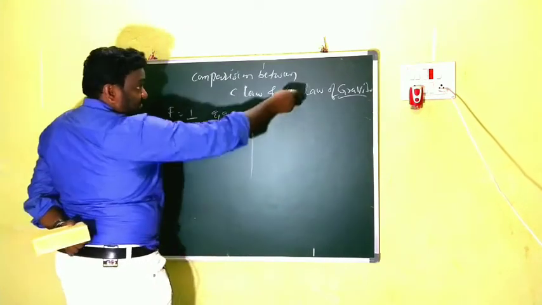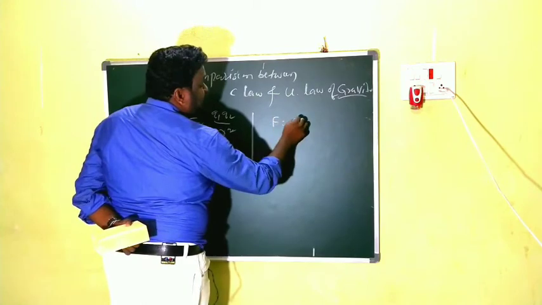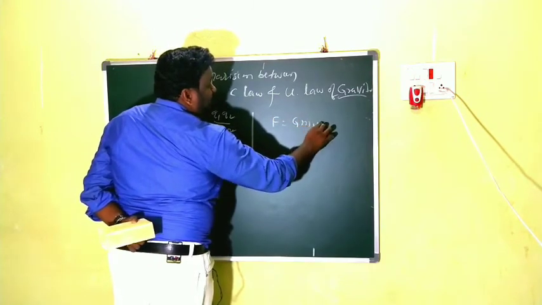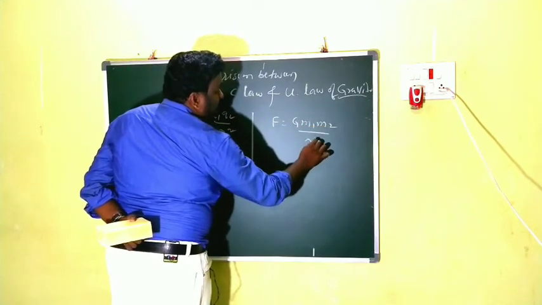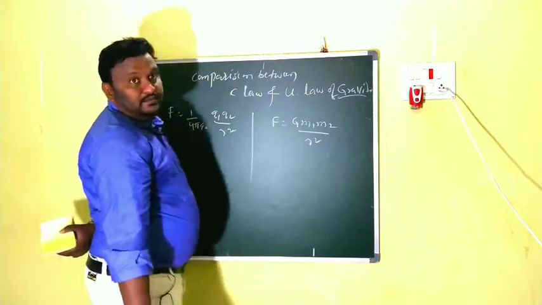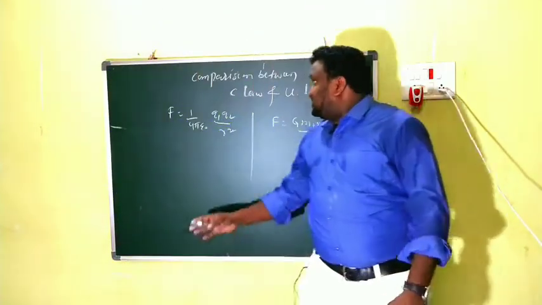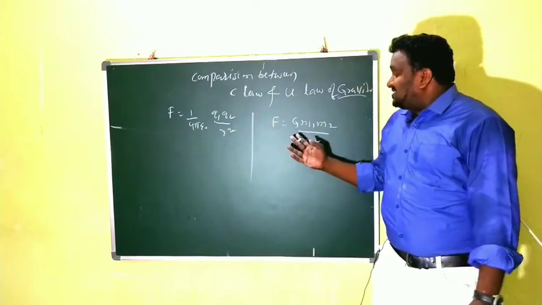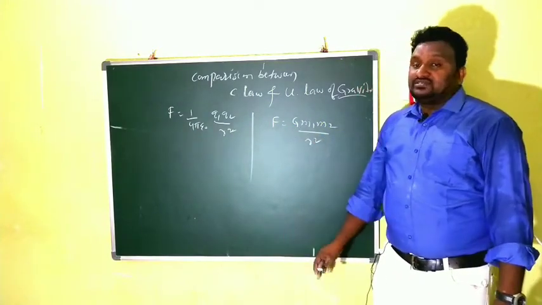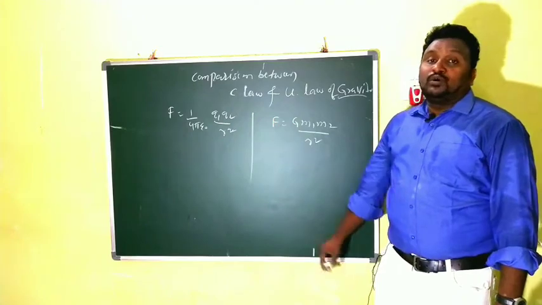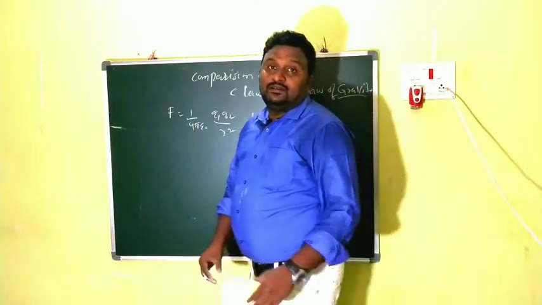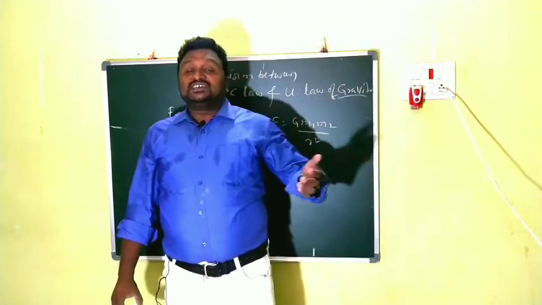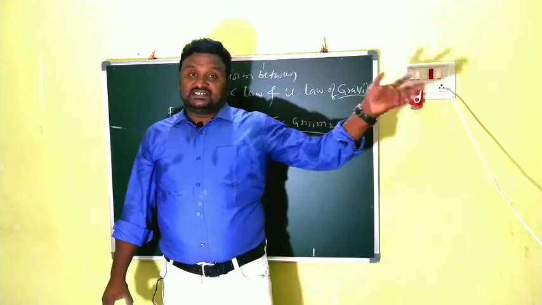And what is the universal law of gravitation? F is equal to G M1 M2 by R square. Clear? This is Coulomb's law and this is the universal law of gravitation. The force of gravitation between two bodies is directly proportional to the product of their masses and inversely proportional to the square of the distance.